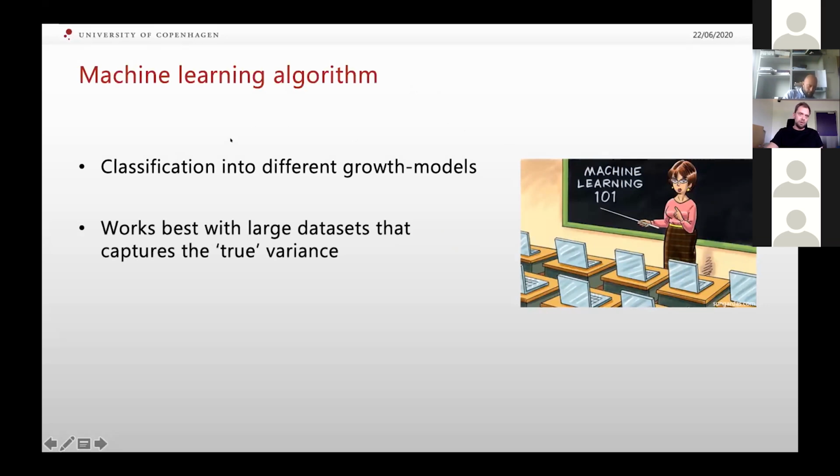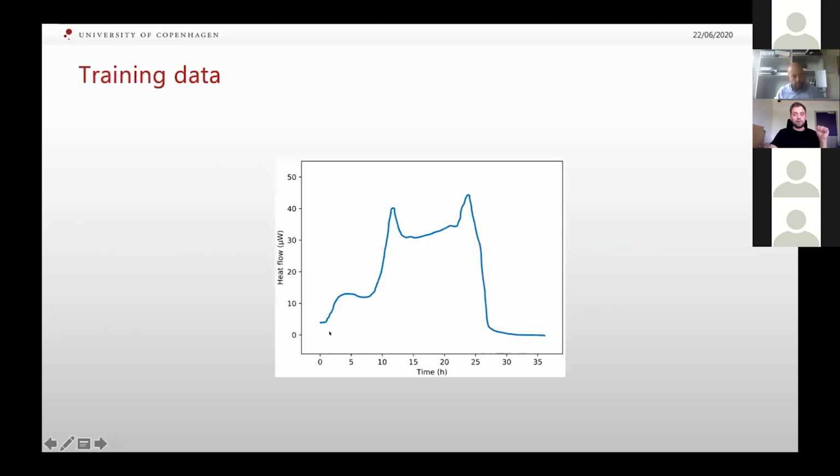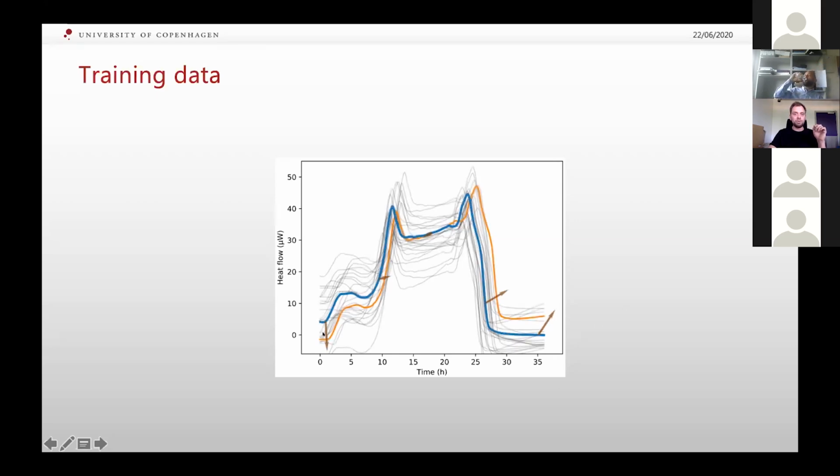But these algorithms work best with large data sets that capture the true variance of the data. So we used a technique of data augmentation to increase the training data. And we did this by choosing a single data point or data series, and then we used warping functions where we define control points, and from those we can draw random numbers and make multiple iterations and dramatically increase the data size, sort of artificially.